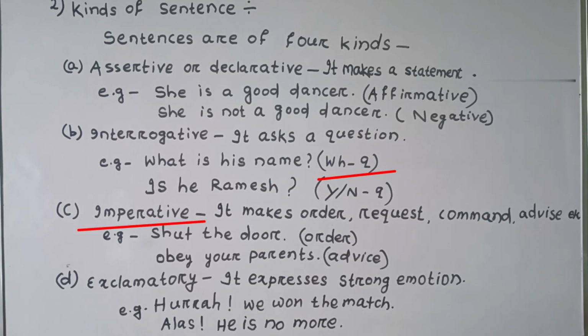Imperative. It makes order, request, command, advice, etc. For example, shut the door. It's an order. Obey your parents' advice. Then exclamatory. It expresses strong emotion. For example, hurrah, we won the match. Alas, he is no more.